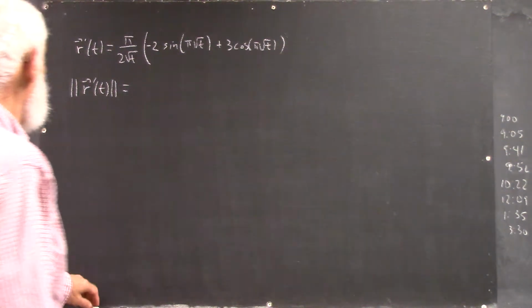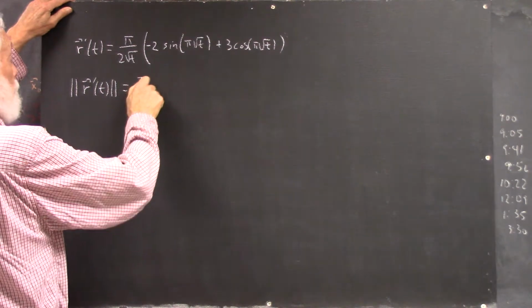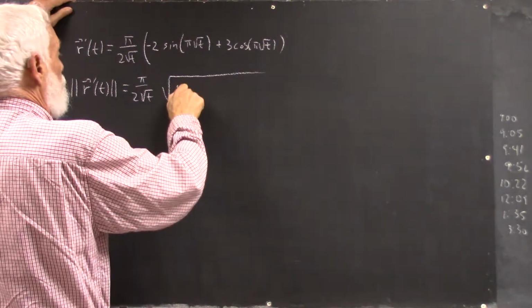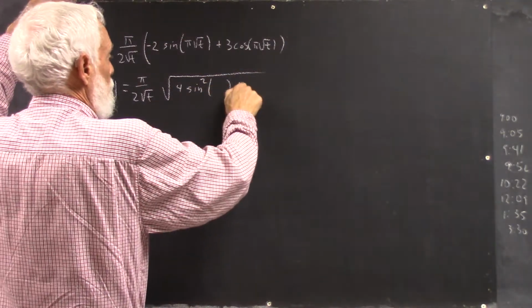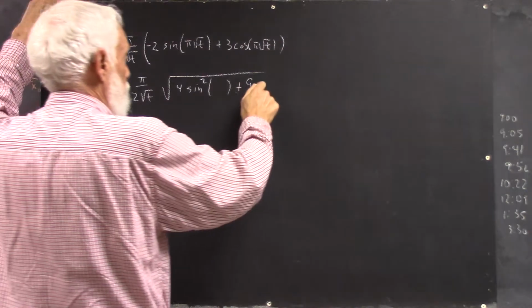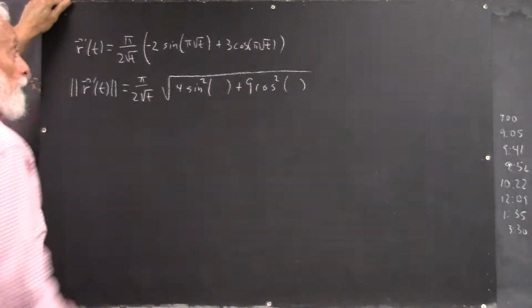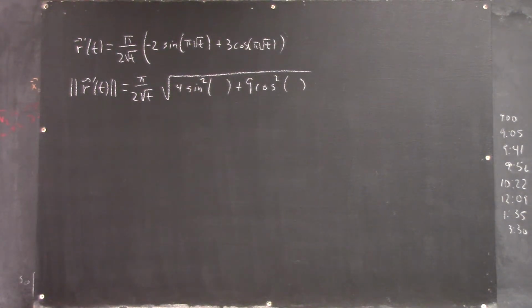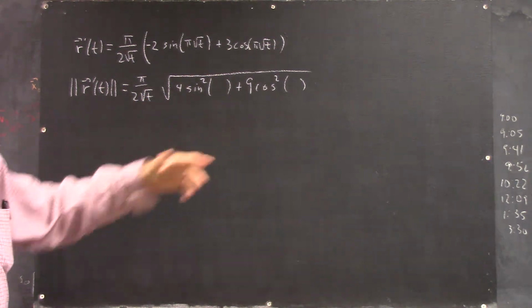Okay, so we immediately see that the magnitude of r prime of t is pi over 2 square root of t times the square root of 4 sine squared of pi square root of t, which I won't write out in detail. Just leave a set of empty parentheses for the pi square root of t, because we know what goes there, right? Okay? How do you get a handle on how this behaves in a given cycle?